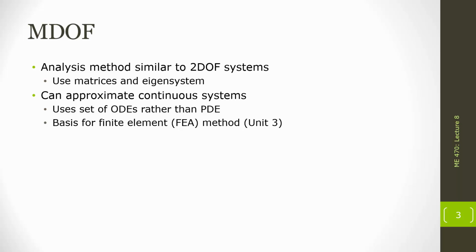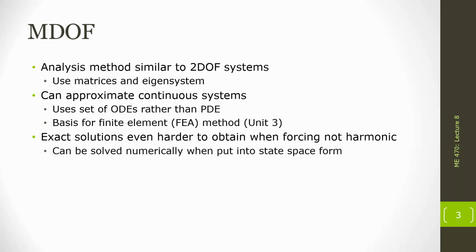So this becomes the basis of finite element analysis in Unit 3. Finding exact solutions as we keep going up in dimension is going to become more and more difficult, especially as the forcing functions could become more complex. So we're still going to limit our focus of forced multi-degree of freedom systems to the simple harmonic type of forcing that we saw in the previous section. But once again, for more complicated types of forcing, we could go to a numerical solution for now and employ something like ODE45 and put everything into a state space form.